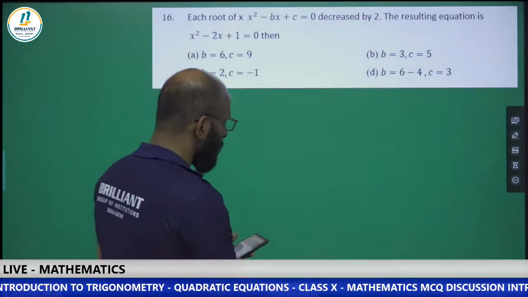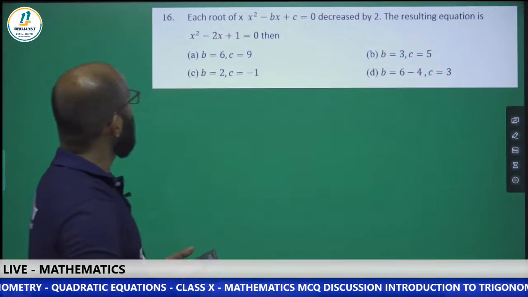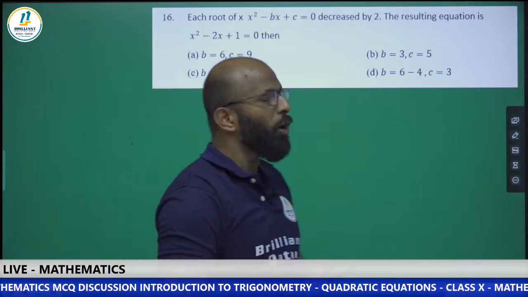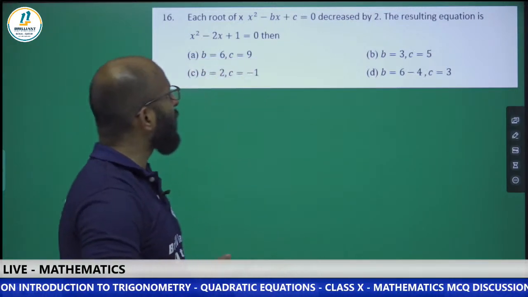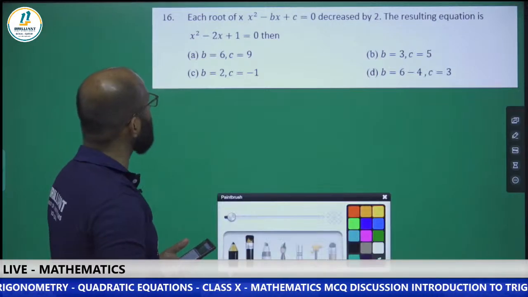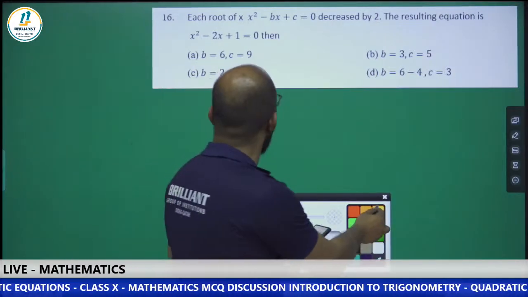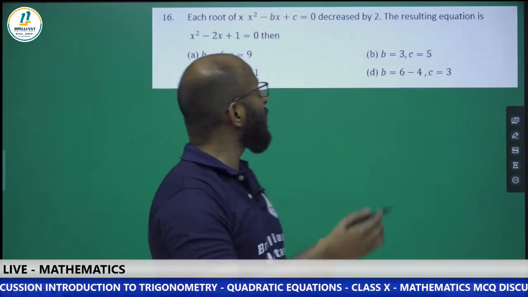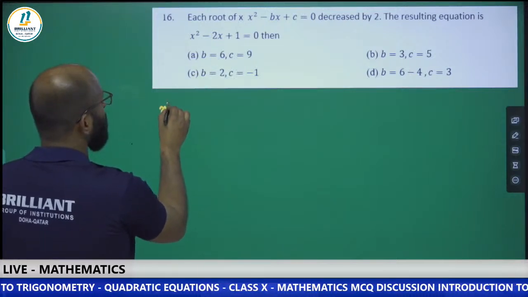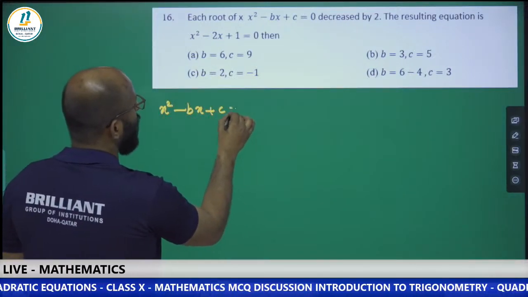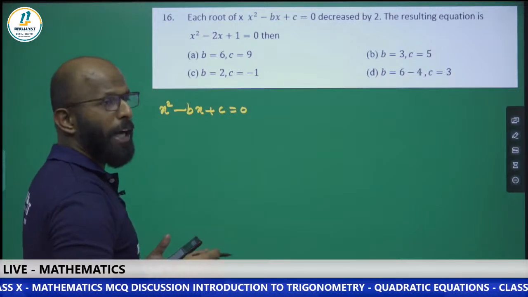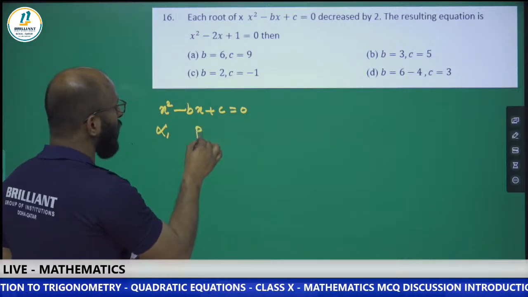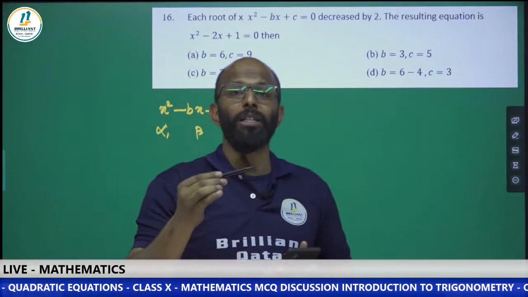Then question number 16. Each root of x square minus bx plus c is equal to 0 is decreased by 2, then the resulting equation is x square minus 2x plus 1 is equal to 0. The given expression is x square minus bx plus c is equal to 0, and each root is decreased by 2. So let's consider the roots are alpha and beta.